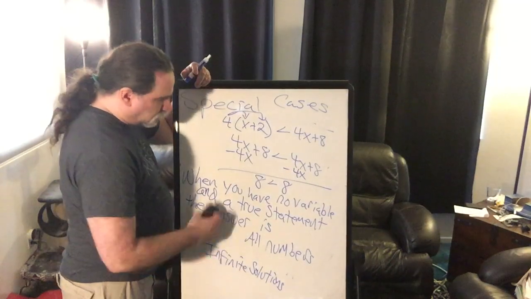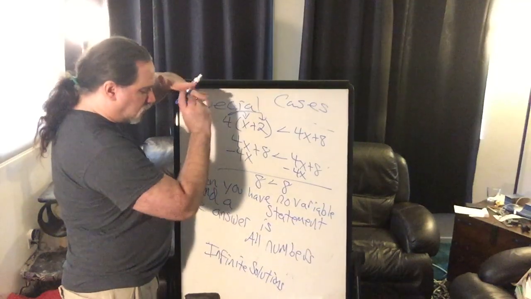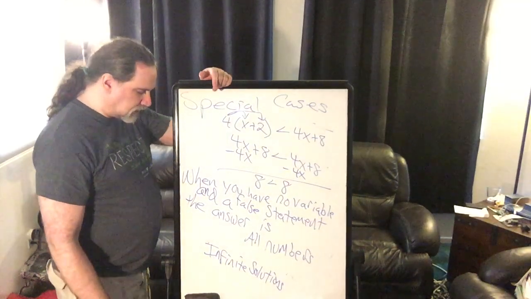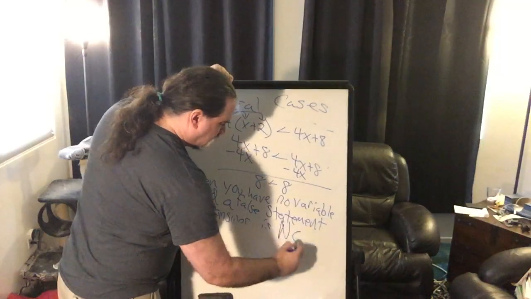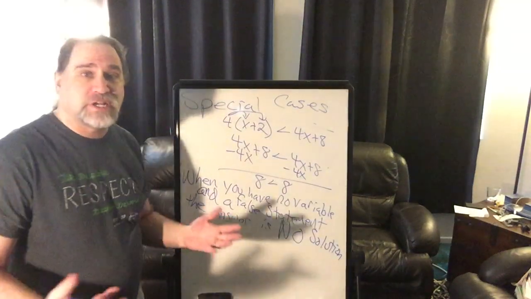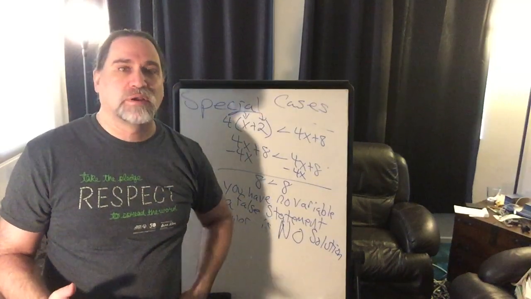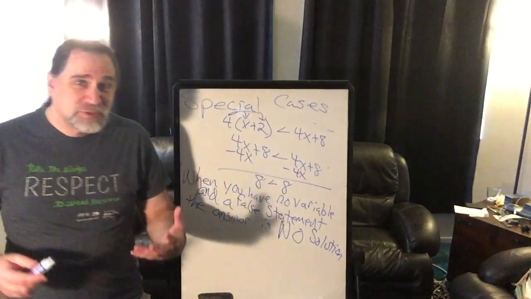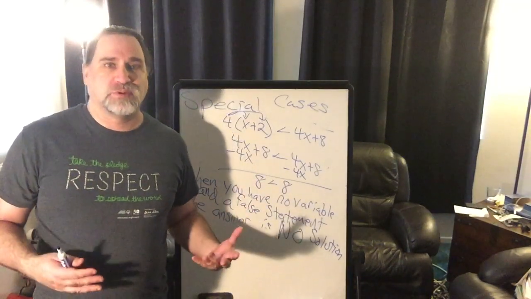It doesn't work. So when you have no variable, same thing, and a false statement, okay? The answer is no solution. It's weird. So the answer is that there isn't an answer. There is no value for x that will ever make that work. Okay? So there is no solution. So the solution is, that is the solution. That is the answer to the question, that there is no solution. There is no value that will ever make that work.